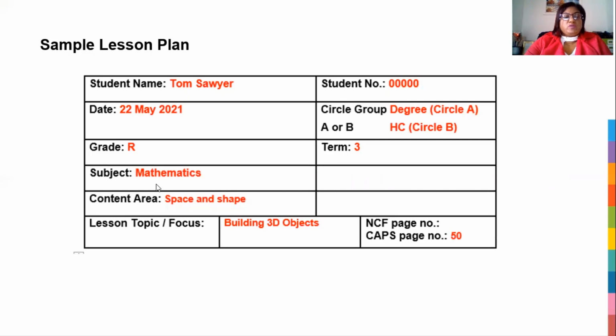The subject that you've chosen is mathematics. The content area that was selected for this lesson is space and shape. This is one of the 5 content areas and is taken from the CAPS document, right? And this topic is also taken from the CAPS document, which is building 3D objects. And it was taken from page 50. So if I was a student, I would scan page 50 or copy page 50 and submit that in my lesson plan as well.